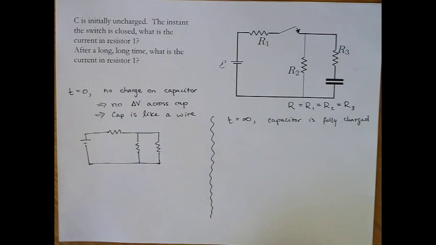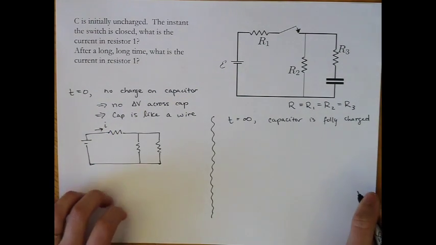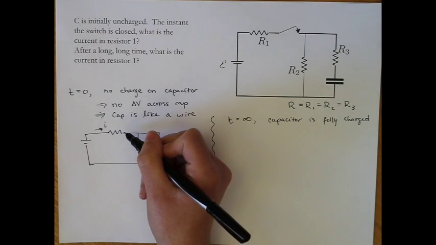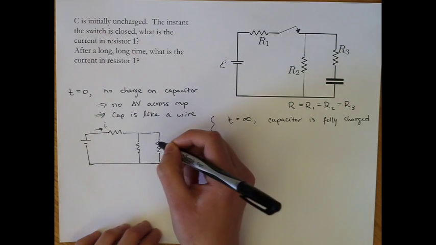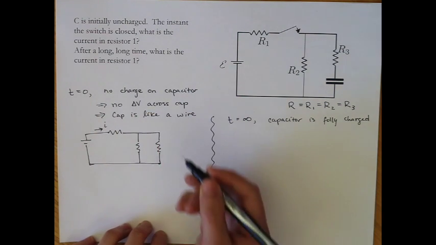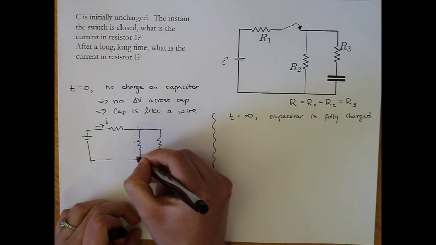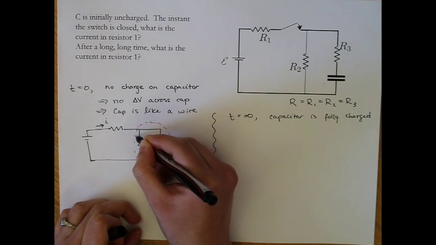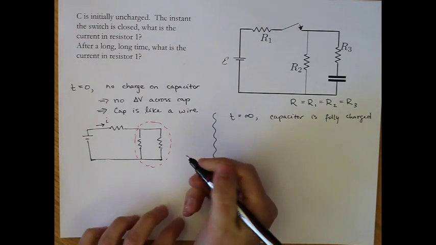So now I want to know the current through this resistor. But the current through this resistor is the same current through this whole thing. So if I found the equivalent resistance for these two resistors and this resistor, I could find the current I. I'm going to start by combining these two resistors and find their equivalent resistance. These two resistors, sorry, not capacitors.